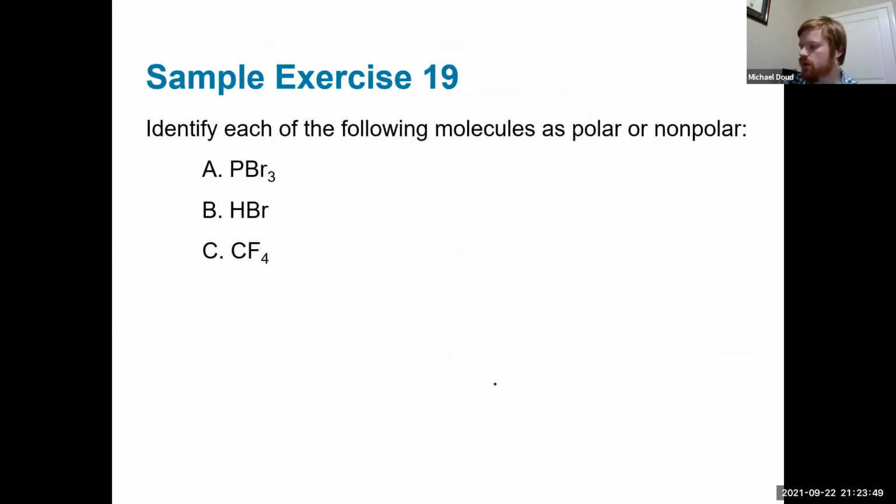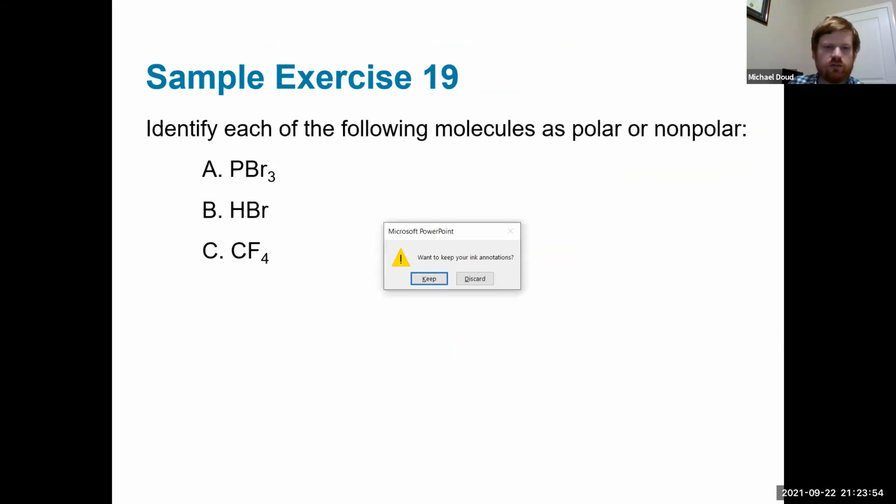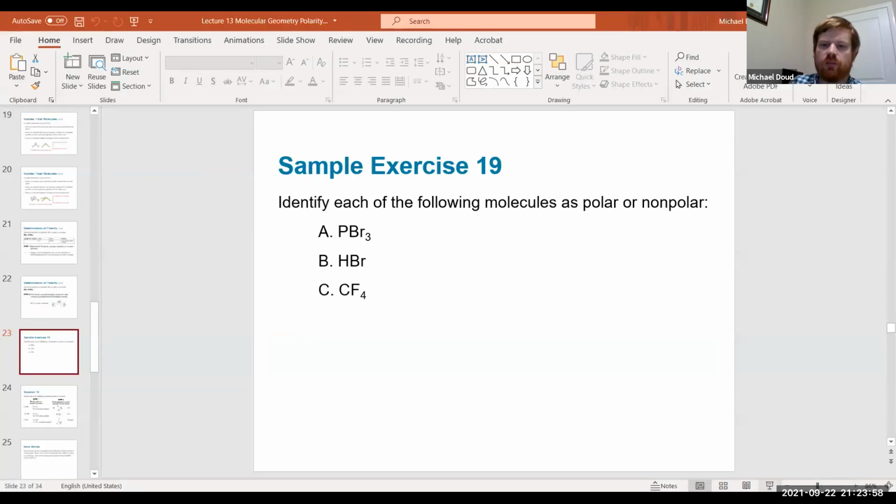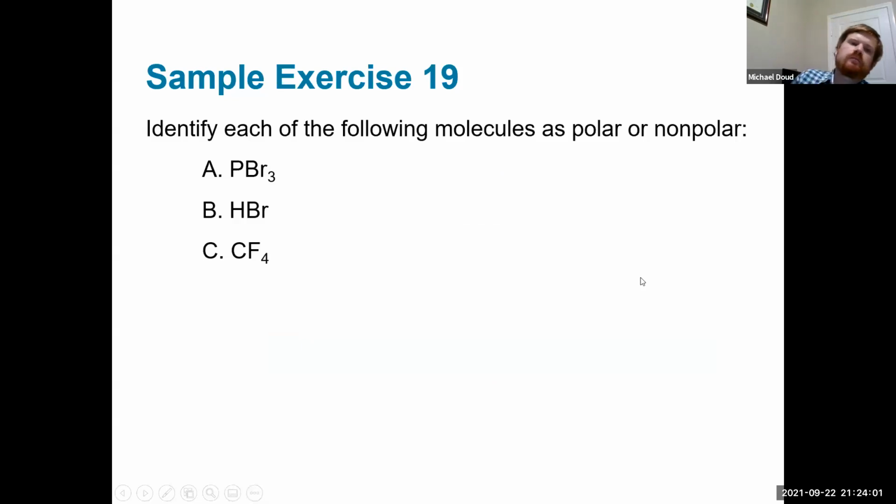There we go. Okay, so that brings us to sample exercise number 19. Is this the last one? Hold on, is this the last one? Oh no, we still got a little ways to go. A couple more things we're going to talk about. So you want to identify each of these molecules as polar or nonpolar. And good news is that these are molecules that we were looking at before, very similar. So you shouldn't have to do too much work on the Lewis structures. But go ahead, remember, the first thing you want to do, 1, Lewis structure. 2, determine the shape.